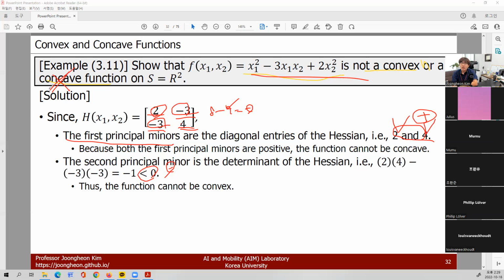So this is not convex. So this is neither concave nor convex, okay? So this is just nothing, just a random function, okay? So you cannot guarantee an optimal solution in polynomial time.